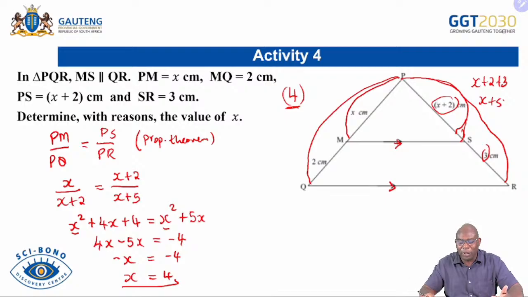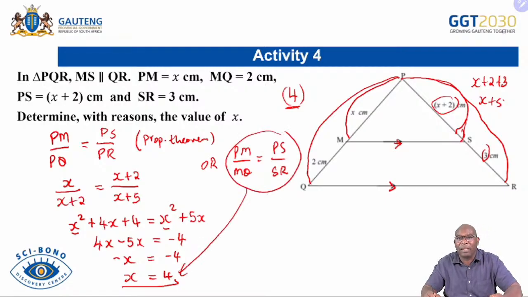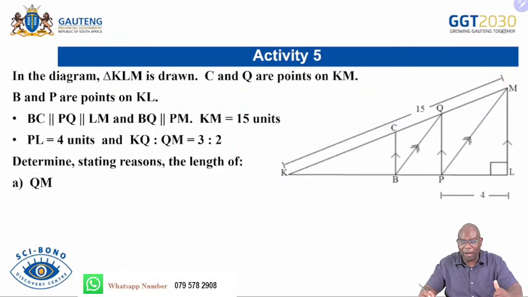So you see, I can do it that way, or I can go PM over MQ equals PS over SR. And in this case, you're still going to get the same answer that we got there. So please practice both. But with this one, it was easy for you to do it with PM over MQ equals PS over SR. Please. Okay. Right. Now, let's look at the next activity here. Then we have too many parallel lines. You see, we're doing it with one parallel line. It was nice and easy. Now, let's look at when we have too many parallel lines here.